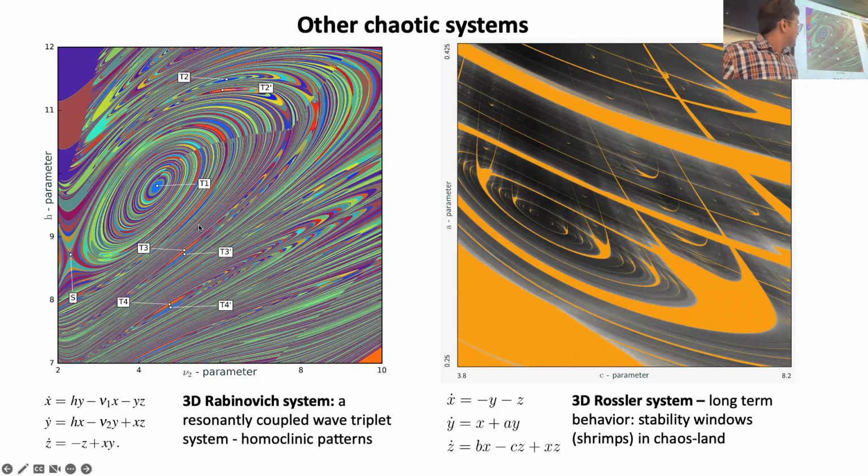And this is a different system. This is the 3D Rabinovich system. Again, we can look at different characteristic spirals, homoclinic bifurcation curves. And on the right, this is the 3D Rössler system, looking at the stability windows, and gray regions are the chaotic regions. And these are called shrimps because they look like shrimps.